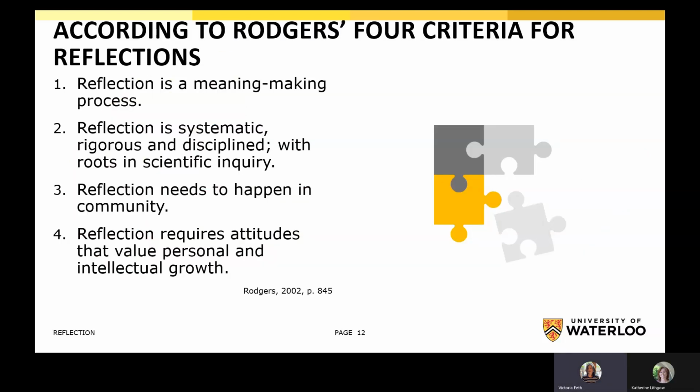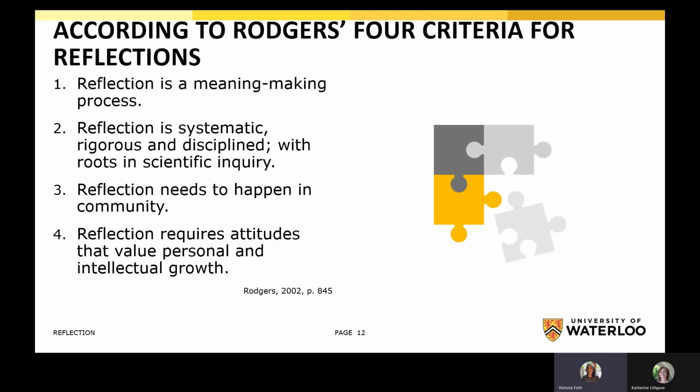So moving away from Dewey, sort of, we come to Rogers, and Rogers was a scholar of Dewey. So she looked at everything Dewey wrote really closely and really summarized Dewey's criteria for reflection as follows. Reflection is a meaning-making process. So that's something that, again, is really fundamental to what reflection is and why we do it. It is systematic, rigorous, and disciplined, and it has roots in scientific inquiry. So it's not fluffy, even though there's emotion involved. It really breaks things down and helps us look at our experiences in a scientific way.